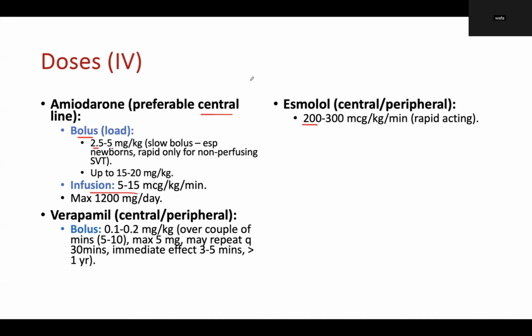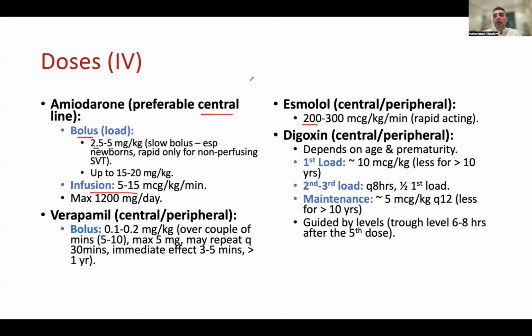Yes, I give one dose and then if there is no response, I repeat after 5 minutes or 10 minutes. Okay. So I do an infusion of Esmolol. And then do you have IV digoxin or not, Dr. Wafa? Yes, we have digoxin, yes.